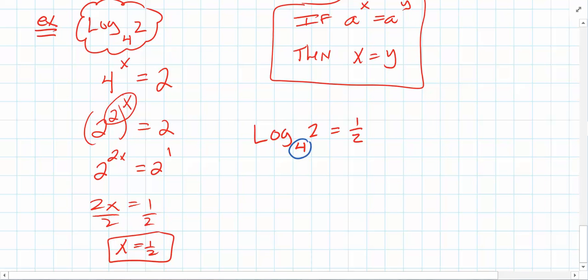Check it out. 4 to the 1/2 power gives me back a 2. Because 4 to the 1/2 is the square root of 4, of course. And that makes total sense.